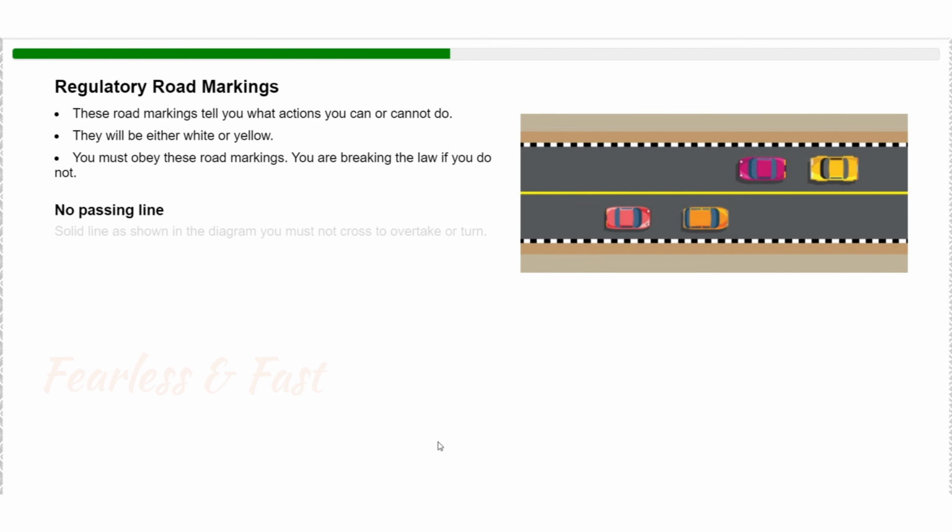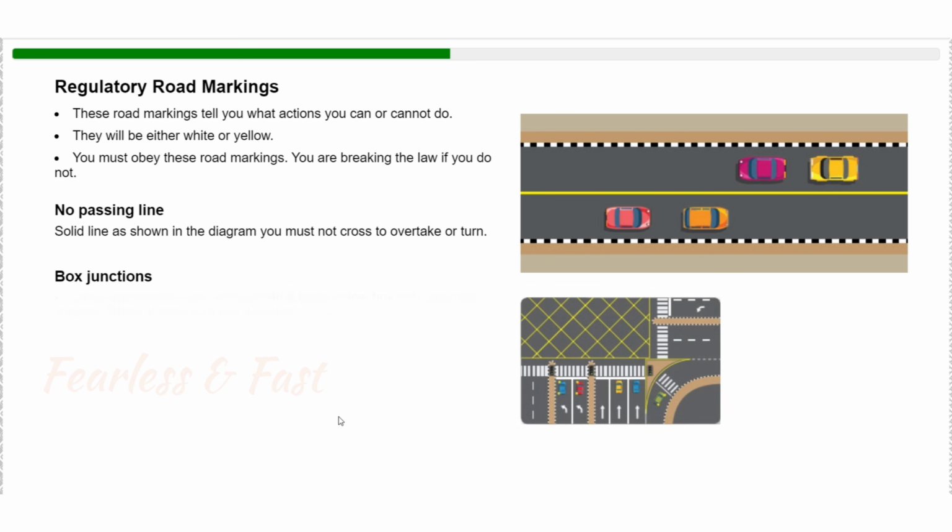No passing line. This is a solid line on the road as shown in the diagram below. You must not cross this line to overtake another vehicle or to turn except in the case of an emergency.